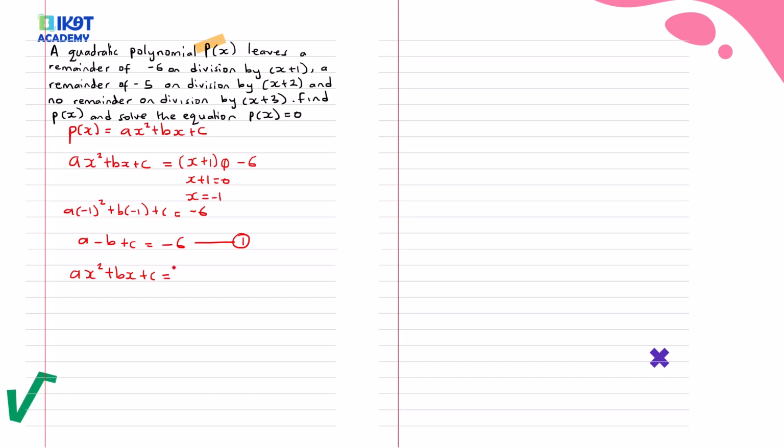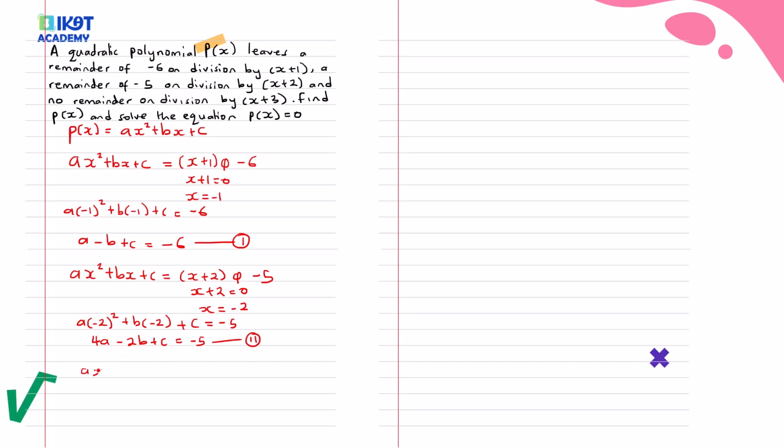ax squared plus bx plus c gives a remainder of negative 5 on division by x plus 2. Here the remainder is negative 5. So x plus 2 equals 0, x equals negative 2. Then here what do I have? a times negative 2 squared plus b times negative 2 plus c equals negative 5. I end up having 4a minus 2b plus c equals negative 5. I call this equation 2.